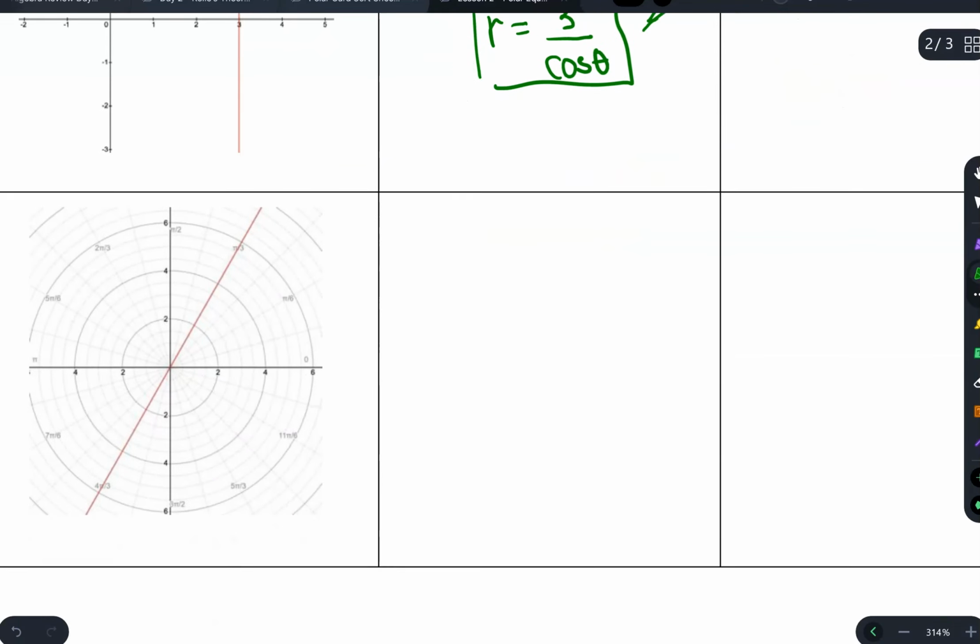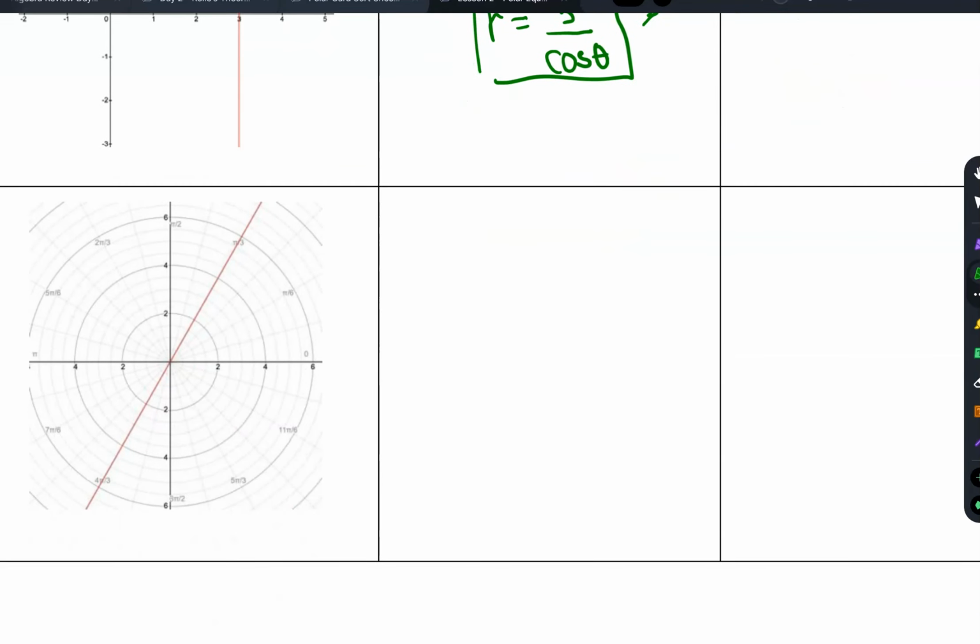All right, let's look at this one. This one is a polar graph, right? This is a polar graph, and it's going through pi over 3. So theta is going to be pi over 3. So that angle pi over 3. All right, so there is my polar equation.